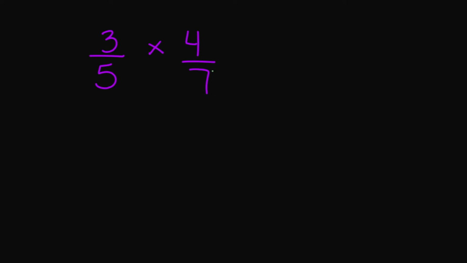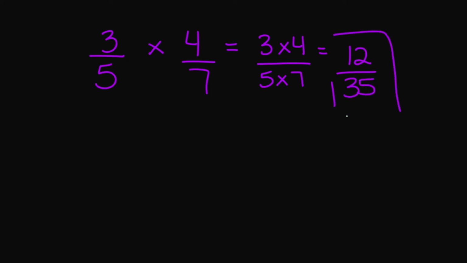So let's try 3 over 5 times 4 over 7. So I'm going to go ahead and multiply across. We have 3 times 4 on the top, and then we have 5 times 7 at the bottom. 3 times 4 is going to give us 12, and 5 times 7 is going to give us 35. Since I cannot simplify any further, your final answer is 12 over 35.